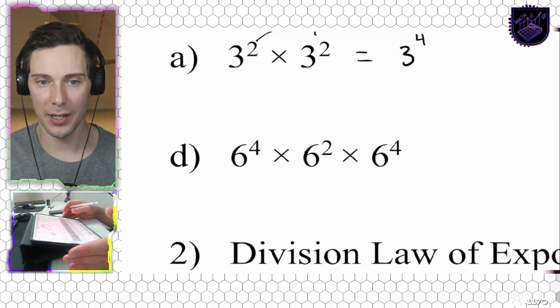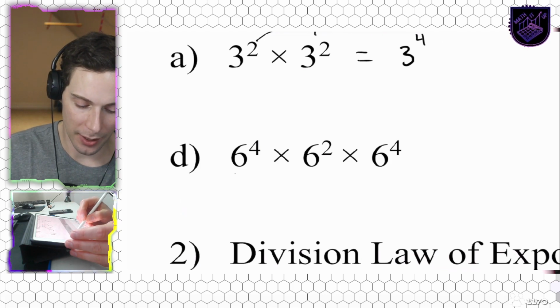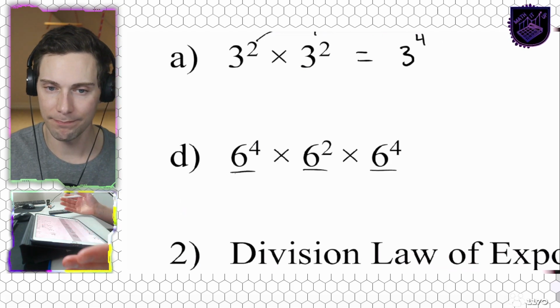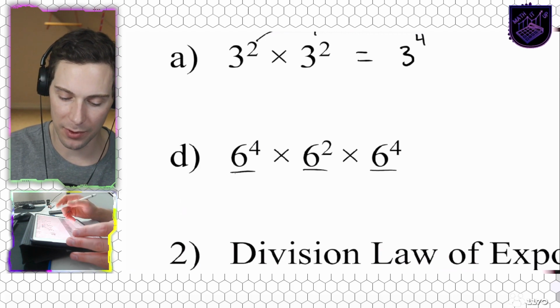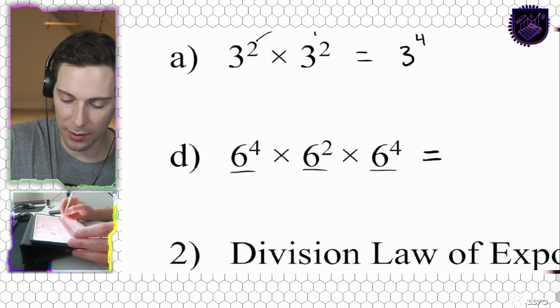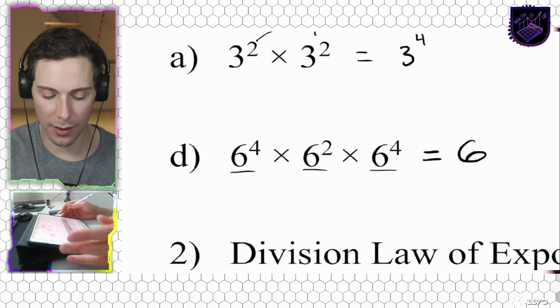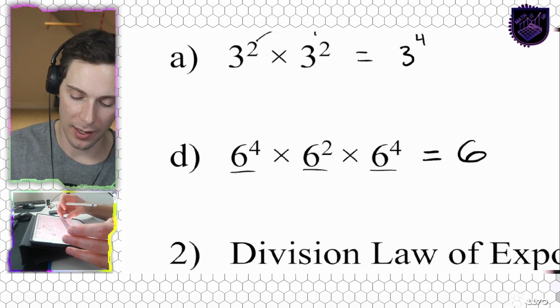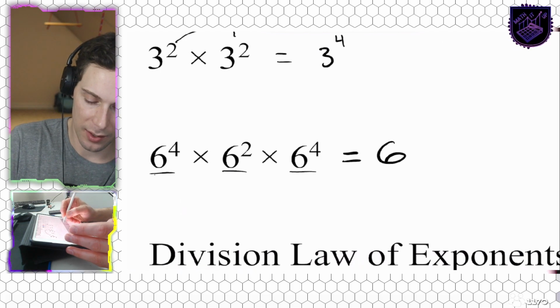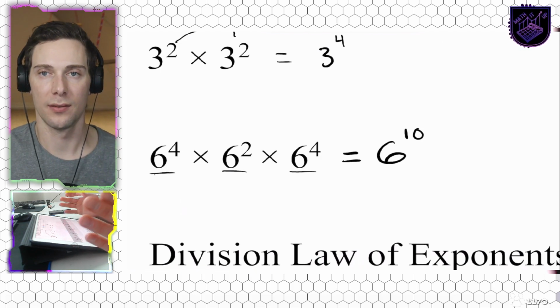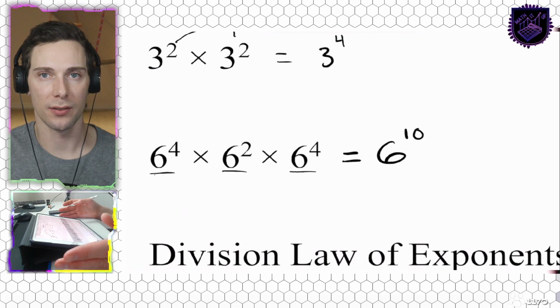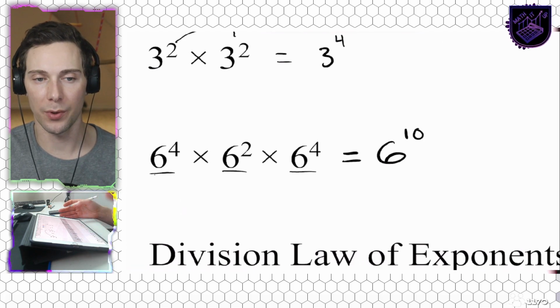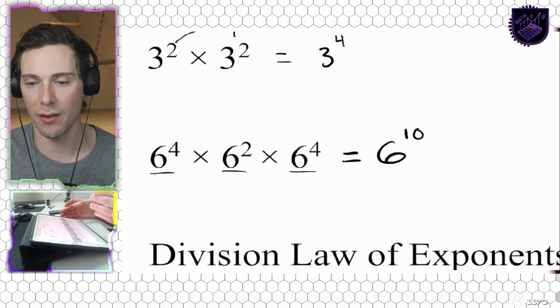1D has 3 terms, but it's not any more difficult. We got 1, 2, 3 bases, they're all the same, so our base is going to be 6. And we have exponents 4, 2, and 4. That's going to add up to 10. 6, exponent 10. We've simplified that expression. So 6 to the 4th times 6 to the 2nd times 6 to the 4th is 6 to the 10th.